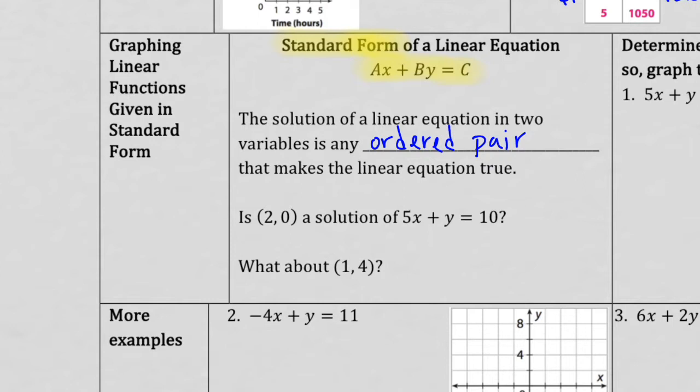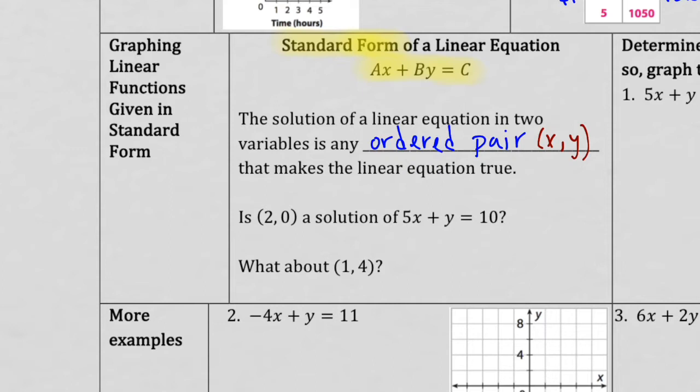So what does that mean? An ordered pair, guys, let's write it right next to it, is this. This is an ordered pair, (x, y). So a solution to these is not just x equals 5 or x equals 7 like we have done for previous equations. A solution means two numbers, an x value and a y value. If it makes the equation true, it's a solution.